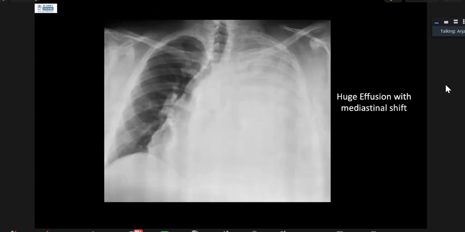Now we have a large effusion here, a massive effusion, which has resulted in whiteout of the entire left hemithorax. So there is whiteout of the entire left hemithorax, and that has resulted in obvious shift of mediastinum towards the opposite side. Okay, so this is a massive effusion with mediastinal shift.